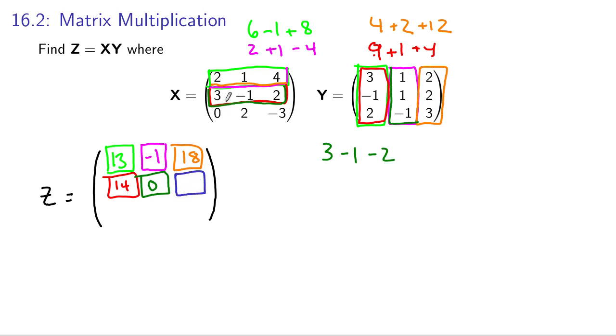Second row, third column. Take the second row, third column of Y. We have 3 times 2 is 6. Negative 1 times 2 is negative 2. 2 times 3 is 6. So we have 6 minus 2 plus 6. That would be 4 plus 6, which is 10.